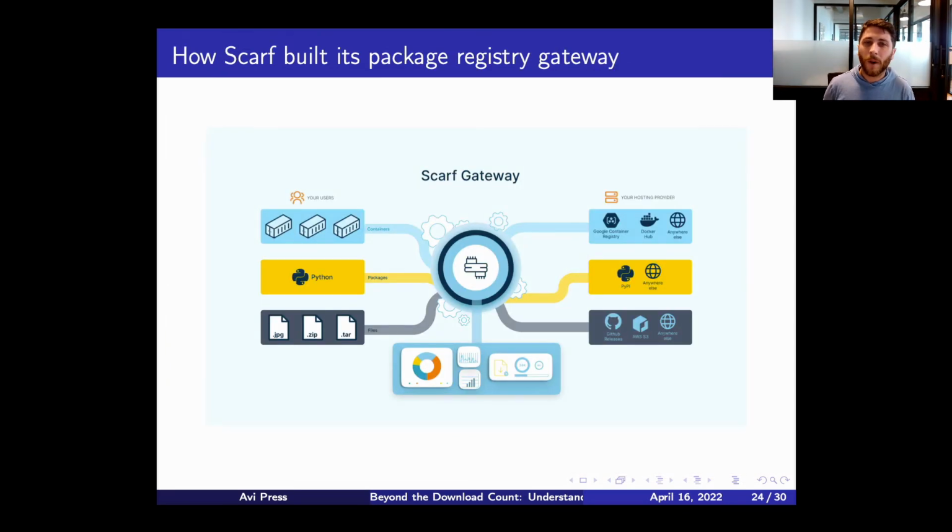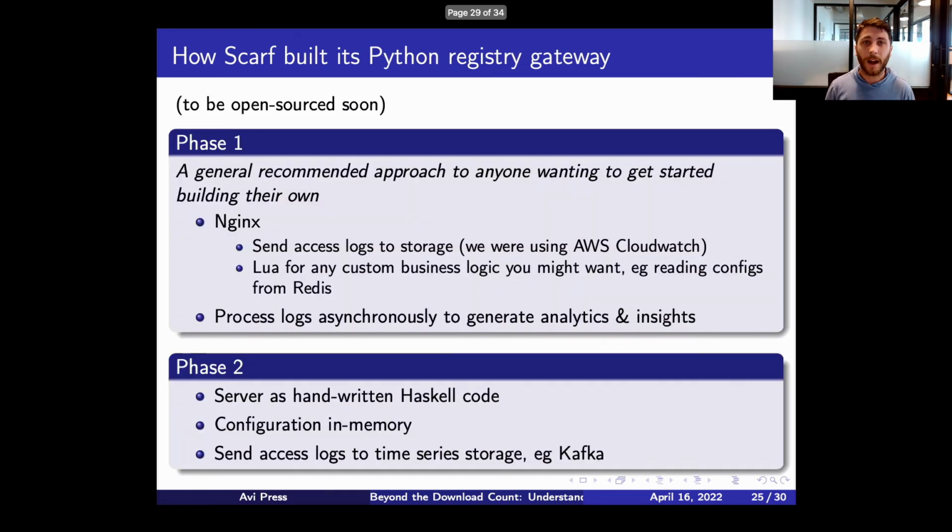Scarf, my company, has built a free service that supplies this gateway service for a variety of different package types: Python and Docker containers, as well as files, and other packages are coming soon. I'm going to talk about how you can build your own gateway should you want to access some of this data yourself.